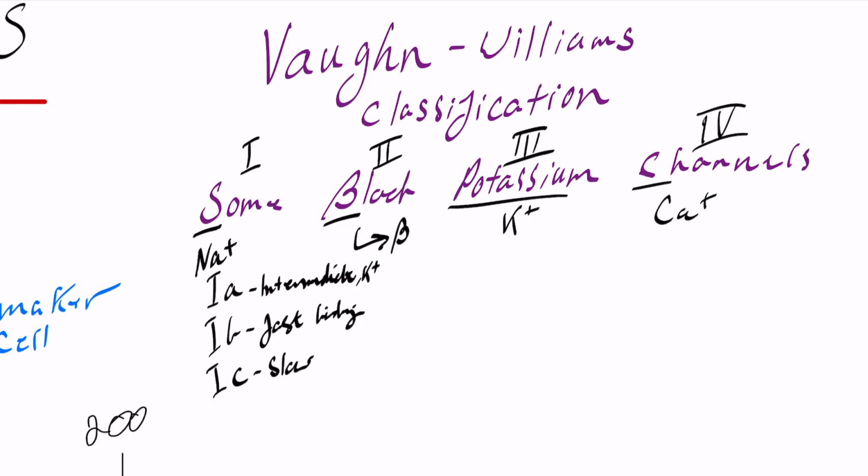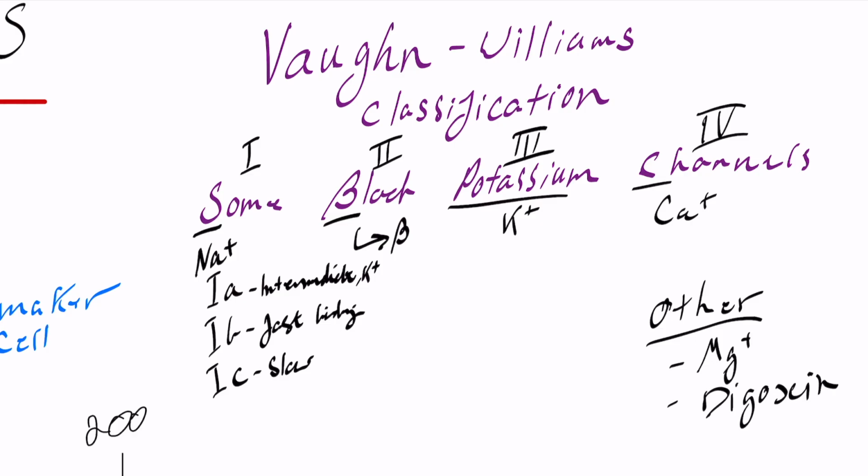Sometimes you'll run into other classifications where they mention a 5th class or an others class. And these are drugs that don't particularly fit into each of these classes, such as magnesium and digoxin, and other medications that also have antiarrhythmic properties but don't fit into our class structure for the Vaughan Williams classification.